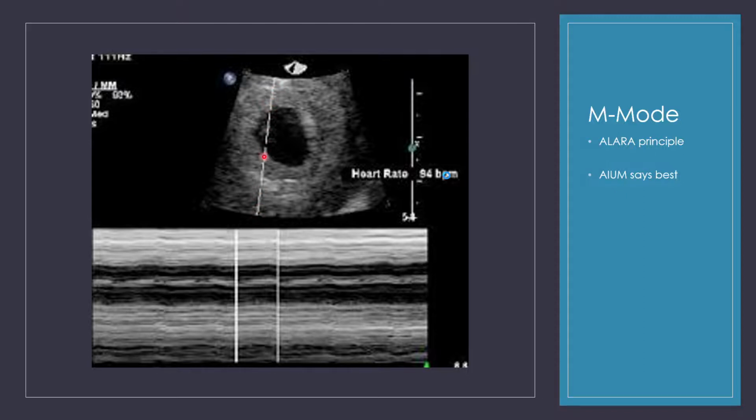But this is by using the ALARA principle, as low as reasonably achievable. We want to make sure that we use the lowest amount of power so that we reduce the intensity in that small area that we're scanning.